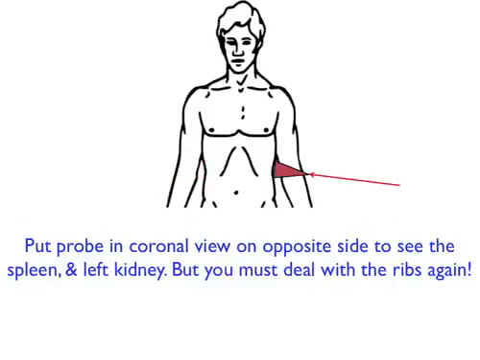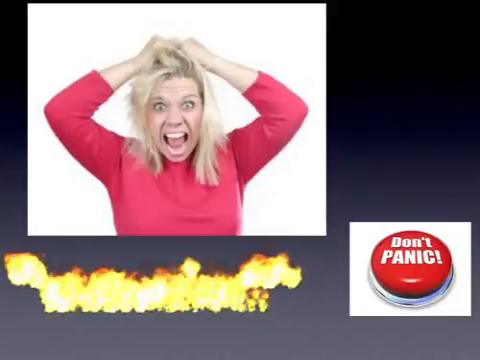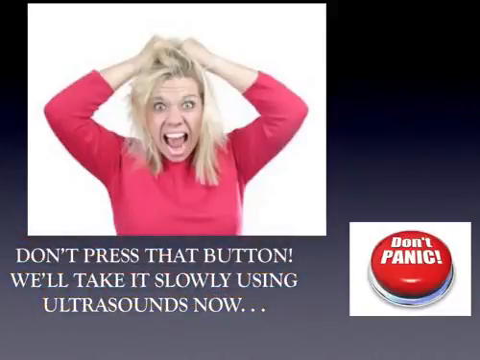And then again, you can move to the opposite side to see the spleen and the left kidney, but you have to deal with the ribs again. And then finally, we can move the probe into the transverse position in the suprapubic area to see the bladder. Now, if this all seems like a lot to do, don't panic. We're going to take it slowly and one step at a time. So let's start.